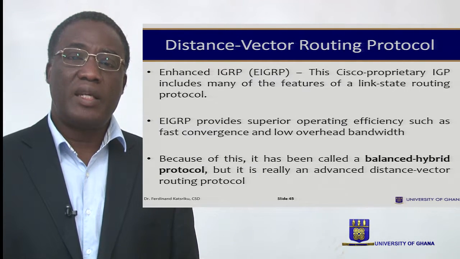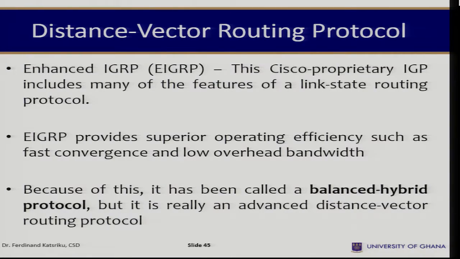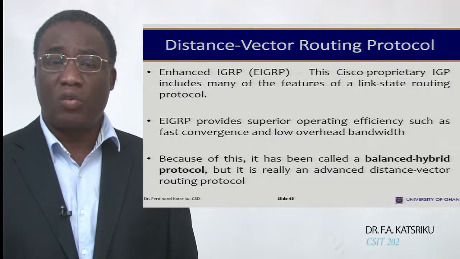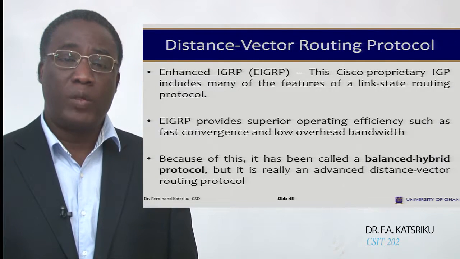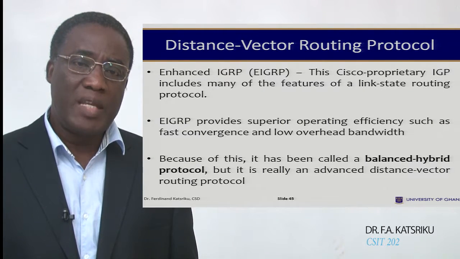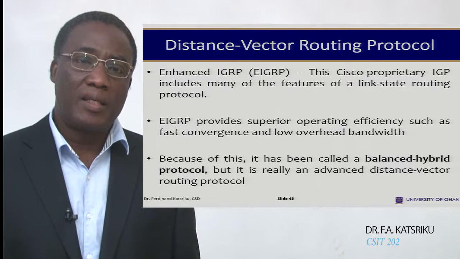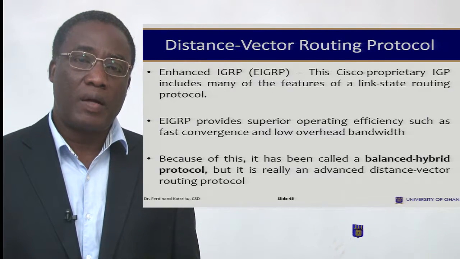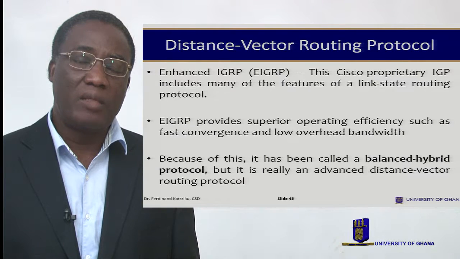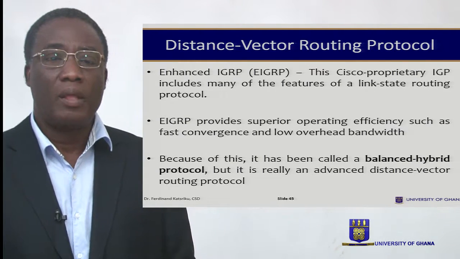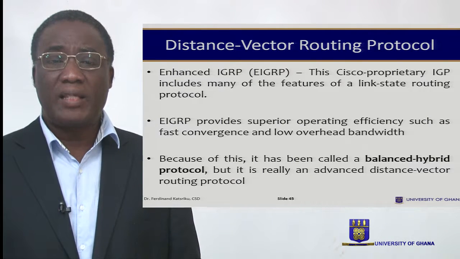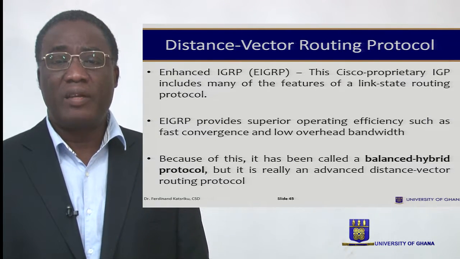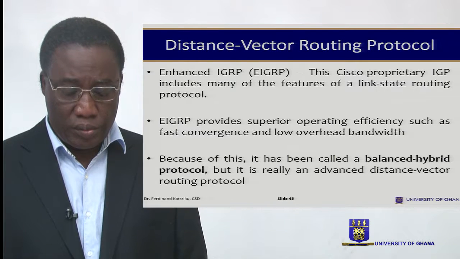The enhanced IGRP is also a Cisco proprietary IGP and has many of the features of the link state routing protocols. It provides superior operating efficiency such as fast convergence and low overhead bandwidth. What do we mean by fast convergence? The answer is in the routing tables, the updating of the routing tables. Think about it. Because of this, it has been called a balanced hybrid protocol, but it really is an advanced distance vector routing protocol.